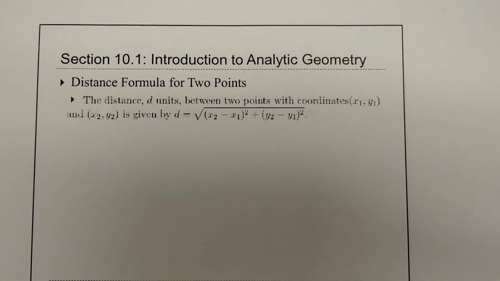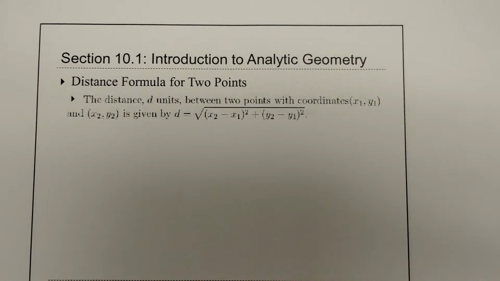So here's your distance formula. The distance between 2 points given x1, y1 and x2, y2 is given by d equals the square root of the quantity x2 minus x1 squared plus the quantity y2 minus y1 squared. So there's your formula.